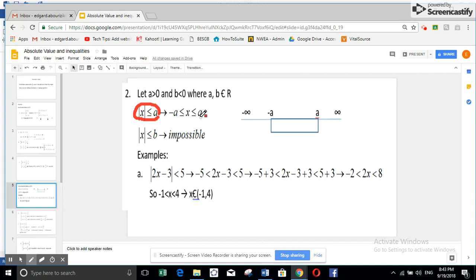Let us take an example. Suppose I told you I want all numbers in absolute value less or equal to 2. You can tell me all numbers between minus 2 and 2, because any number between minus 2 and 2, if you put absolute value to it, it will be less or equal to a. So that's why between minus a and a. So anytime you have less or equal, it must be between the two numbers minus a and a.